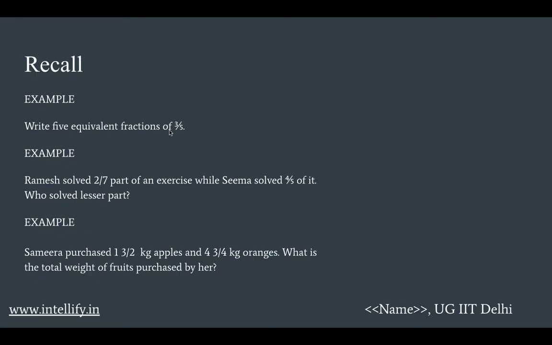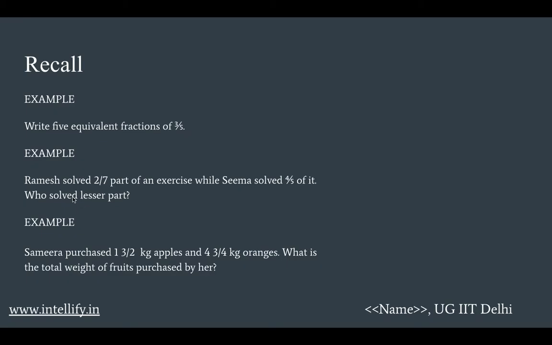Okay, so the example over here: write five equivalent fractions of 3 by 5. So what are the equivalent fractions? How do we obtain them? We just multiply the numerator and the denominator by the same number. In this case, you can multiply the numerator and the denominator by 2, we get 6 by 10. If you multiply by 3, you get 9 by 15. So similarly, you just multiply both the numerator and the denominator by the same numbers, and you'll obtain equivalent fractions.